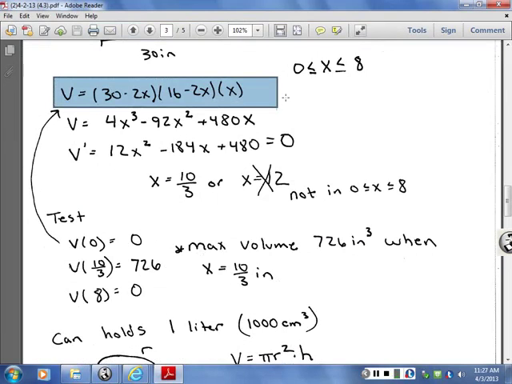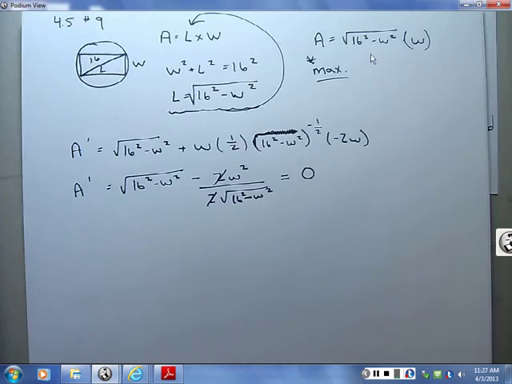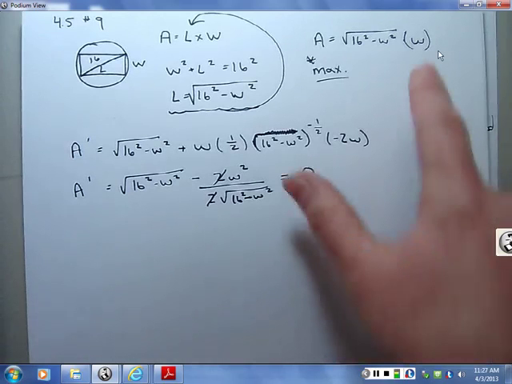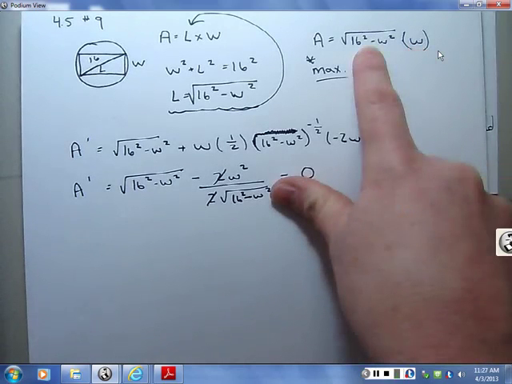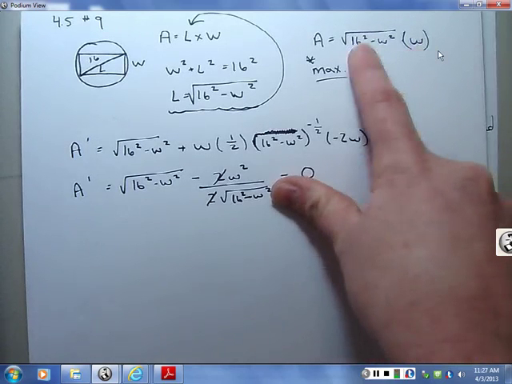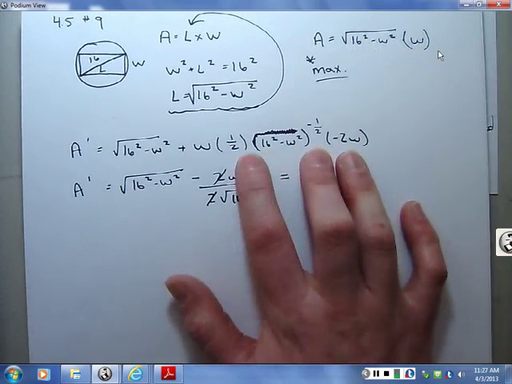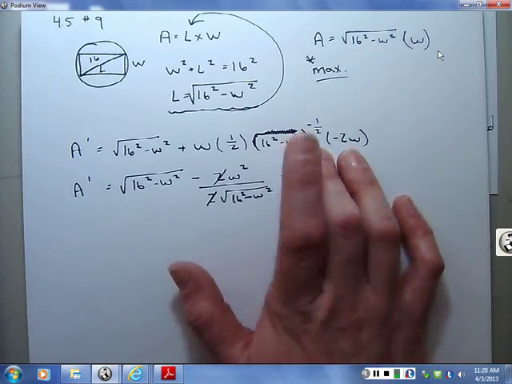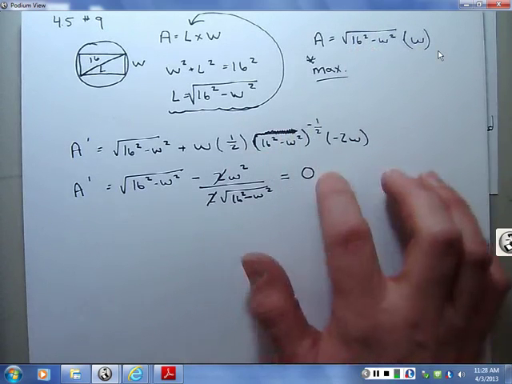So foiling it is relatively easy, and differentiating a polynomial is straightforward. So I wasn't forced to use the product rule here. But in this case, I don't have a way around it, right? So the derivative of w is 1, hold this function, plus hold w times the derivative of this function. And the derivative of this function is 1/2 the inside to the minus 1/2 times the derivative of the inside.